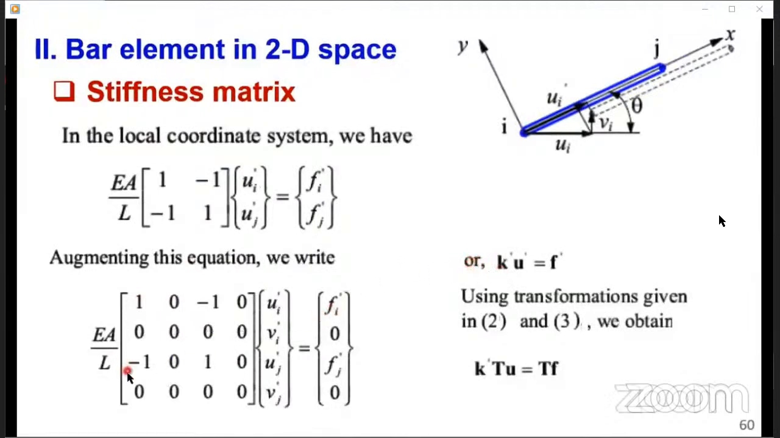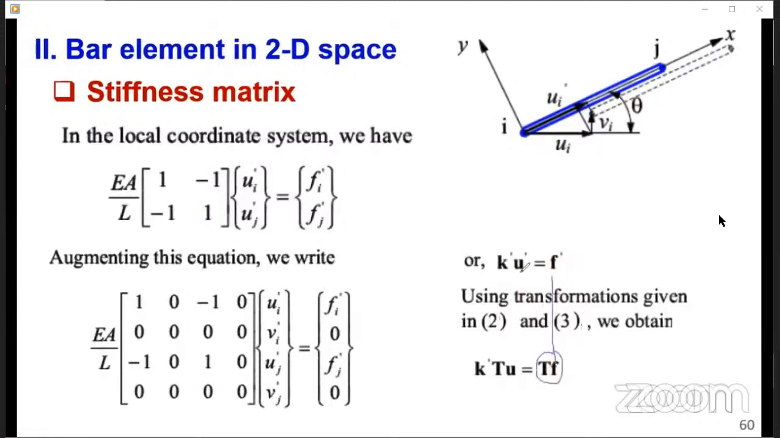So this is what I was saying. Our equation can now be written as K prime U prime equal to F prime, while in global coordinates it is F equal to K U. This is our finite element equation. So in the local coordinate system, remember to include these prime symbols. Using the transformation given in equations 2 and 3, remember we said any quantity, that is F and U, can be transformed into the global coordinate system by pre-multiplying the local quantity with the transformation matrix. So remember we said F is equal to T times F prime. This F here is equal to this part.